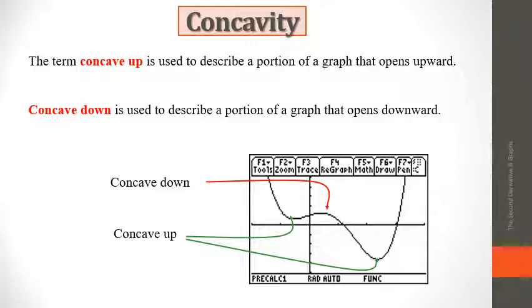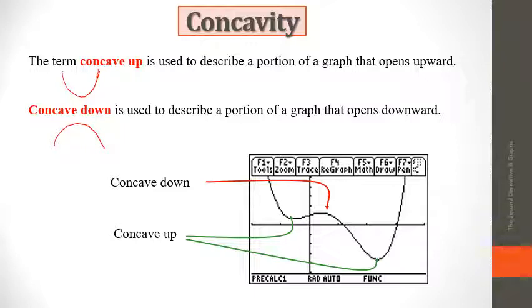Concavity refers to the shape of a graph. We have two different ways that it can be concave. You can be concave up or concave down. Concave up looks basically like a smiley face. You're smiling, your smile is going up. Concave down looks like a frown face.